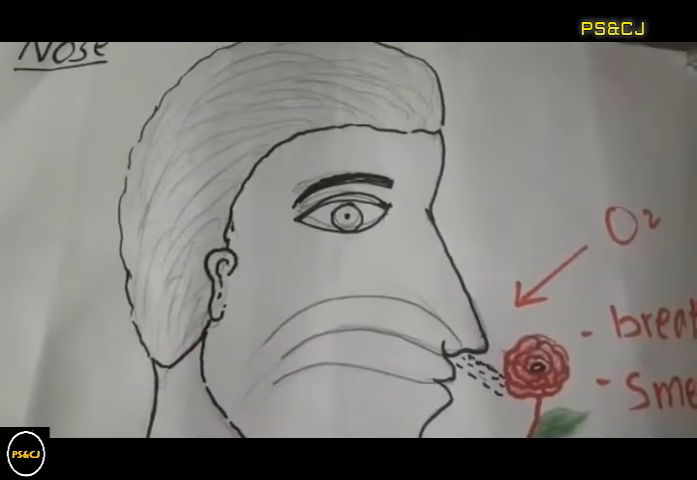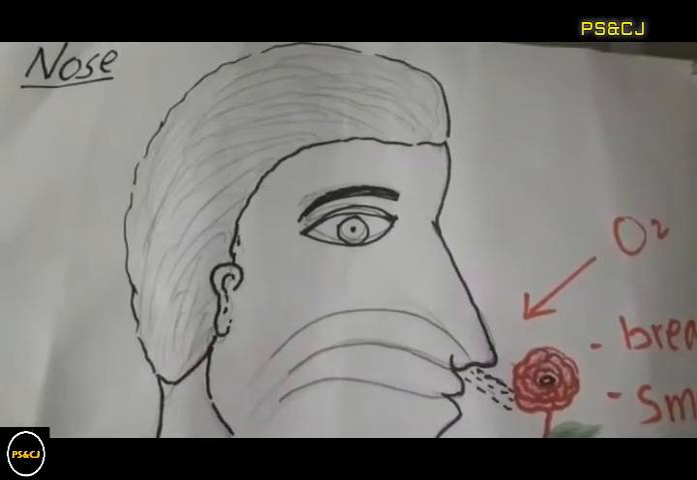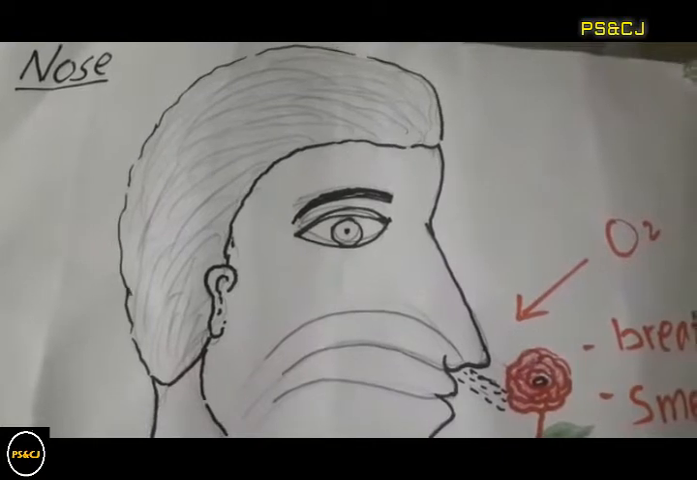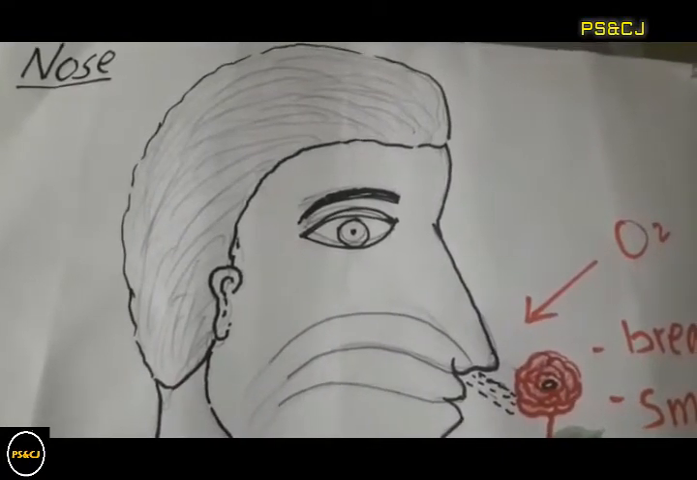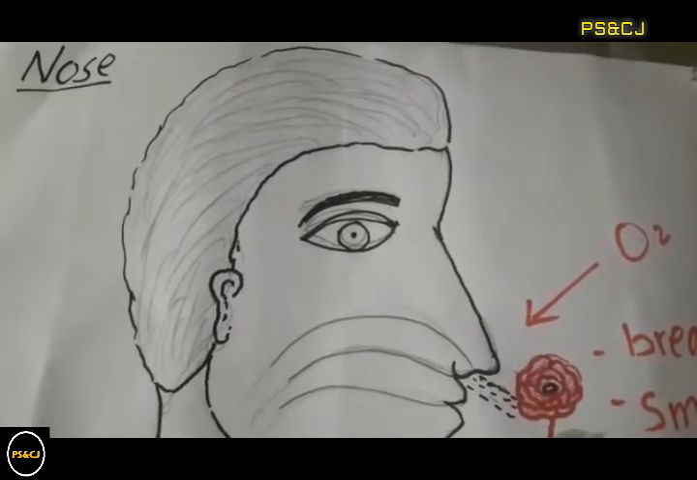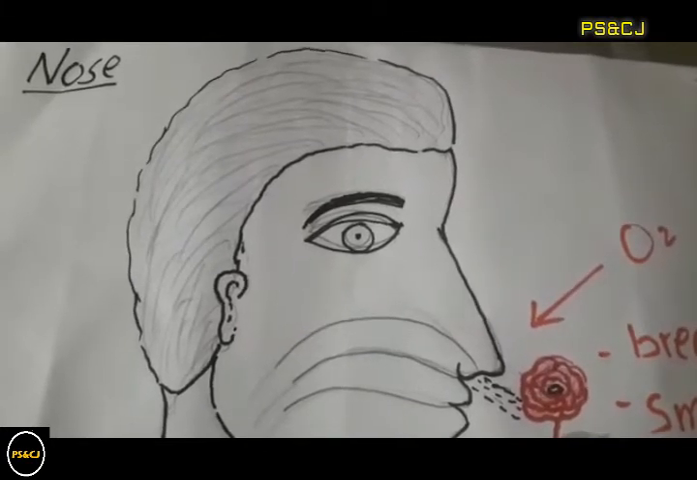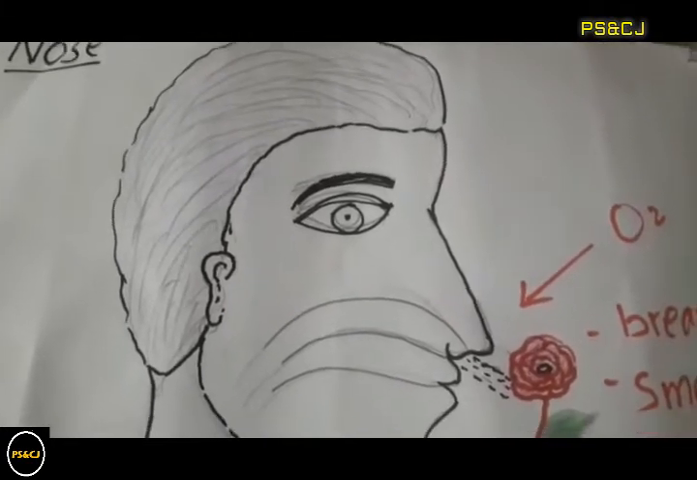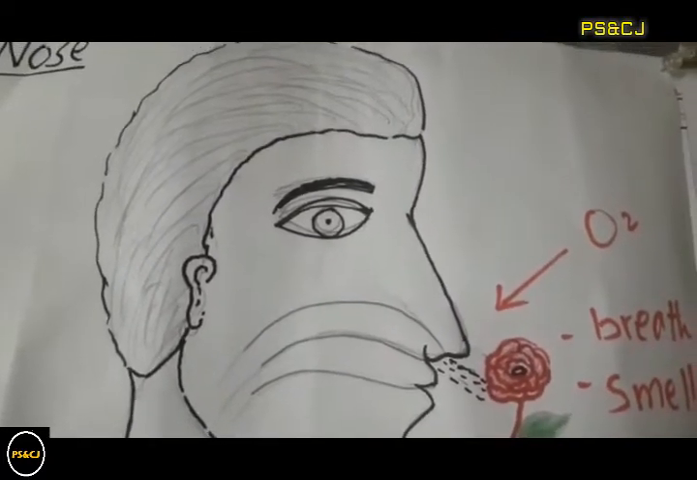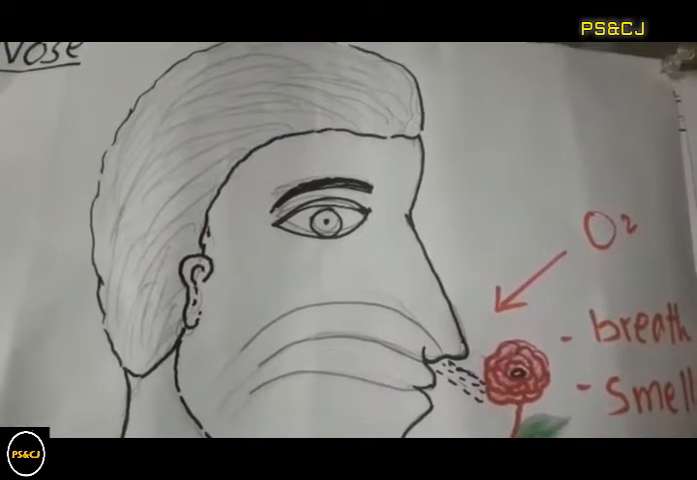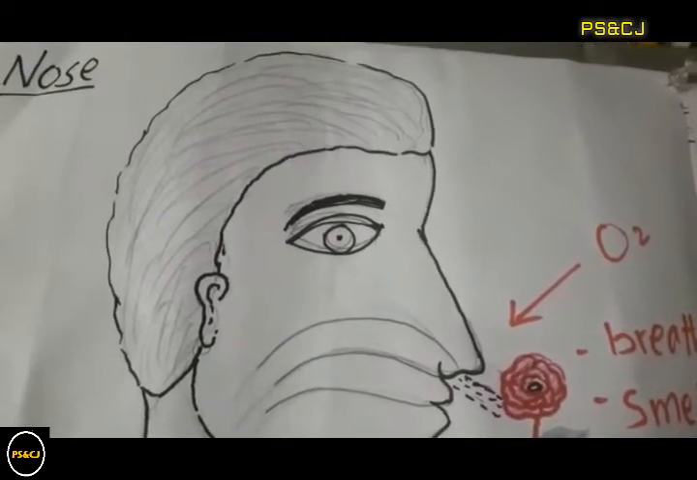So the next one is nose. Nose is used for the sense of smell. The external structure of the nose consists of 2 holes called the nostrils. It is used for breathing oxygen and for smelling different smells.